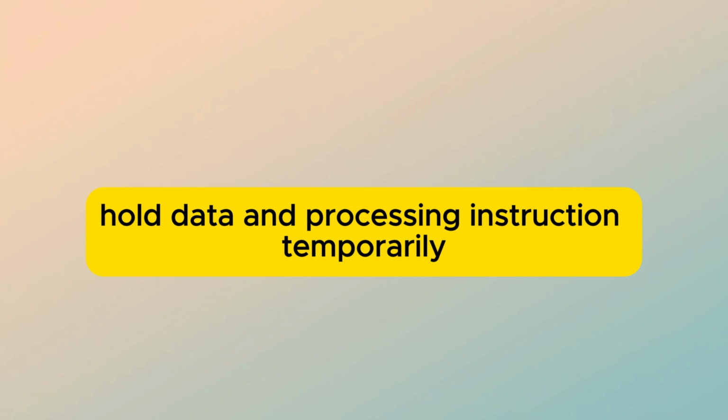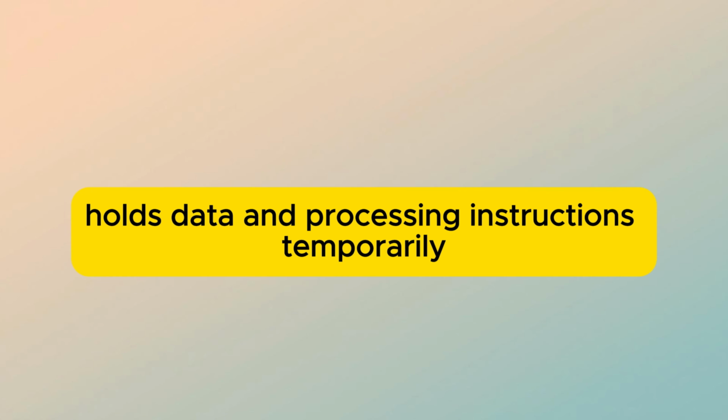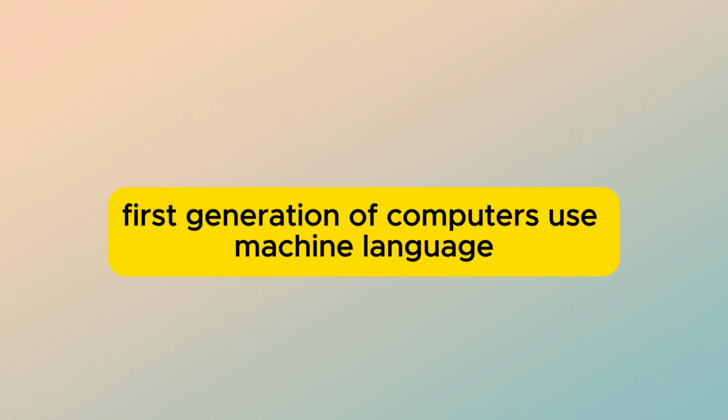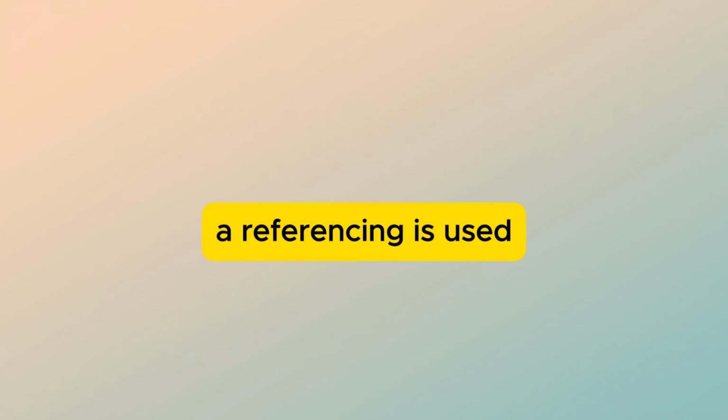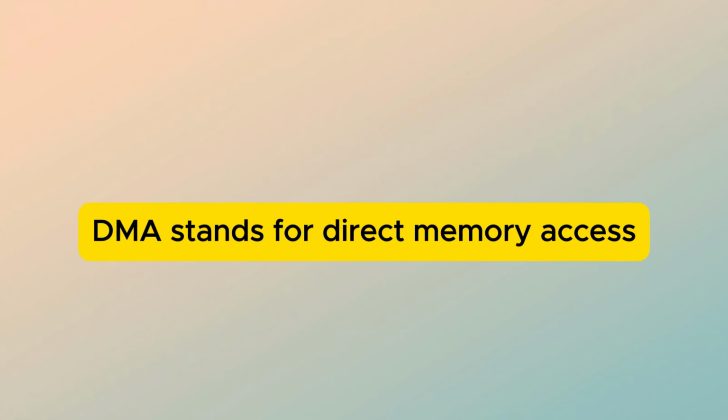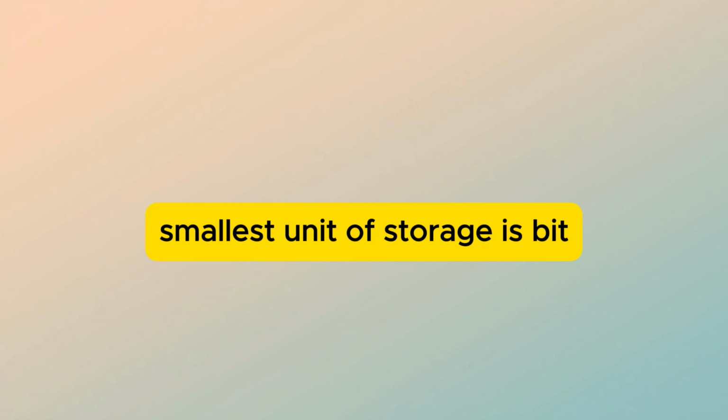Main memory holds data and processing instructions temporarily until the CPU needs it. The first generation of computers used machine language. To get data from a cell located in a different sheet, referencing is used. DMA stands for direct memory access. The smallest unit of storage is the bit.